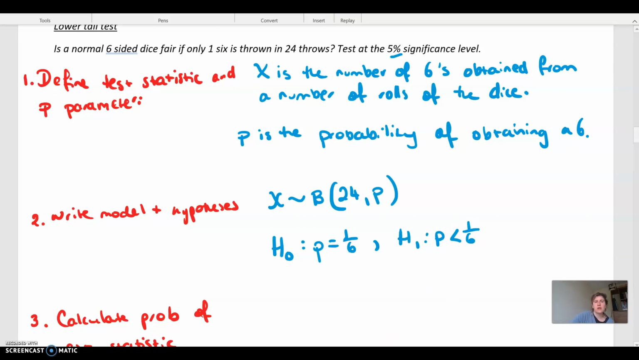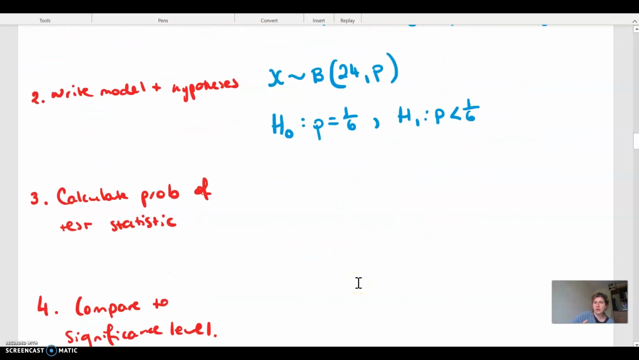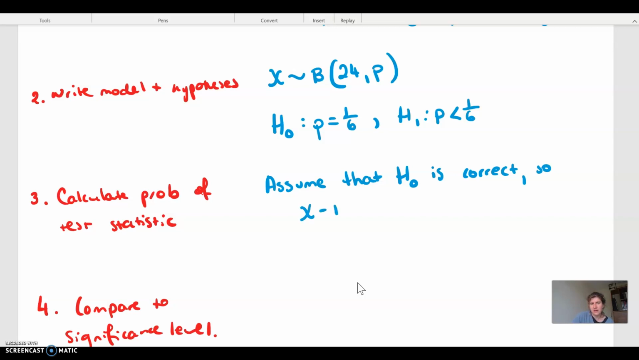From here, we're going to calculate the probability of our test statistic occurring. So we assume that our null hypothesis probability is correct, and we always do that every time. We always assume it, and that's why our null hypothesis is always an equal-to probability: we need to be able to assume that it's correct, and if it's an inequality, we can't assume it's correct. So we assume that our null hypothesis is correct. That means that our test statistic is now approximately binomial with a sample size of 24 and a probability of 1 out of 6.